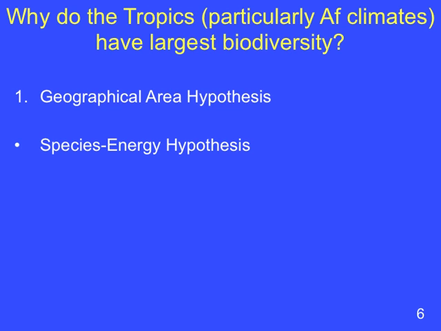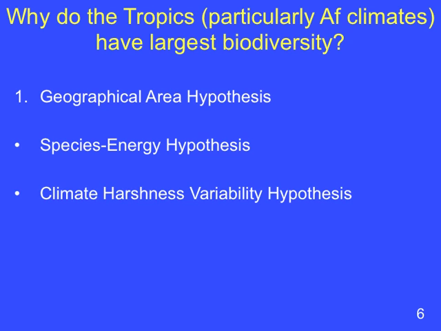Another competing idea is known as the climate harshness variability hypothesis, meaning that other climate zones in the world are much harsher. They experience greater shifts in temperature throughout the year, or less moisture levels throughout the year, and that makes a harsher environment in which fewer species can survive. So if you have a less harsh environment, like in the tropics, it's going to enable more species to live throughout the year.